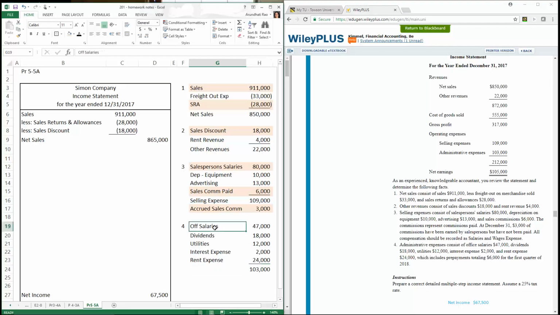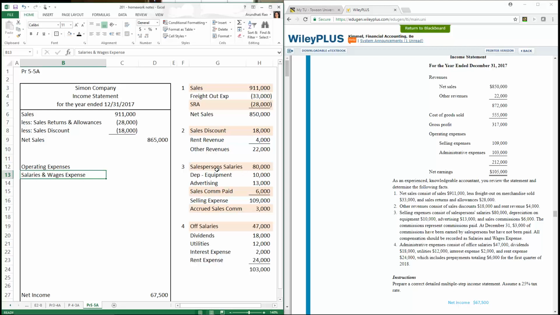Office salaries 4,000. What should we do with that? We should include that in salaries and wages expense. Okay, so the next thing I'm going to do is list my operating expenses. Under operating expenses, the first one I'm going to list is salaries and wages expense.